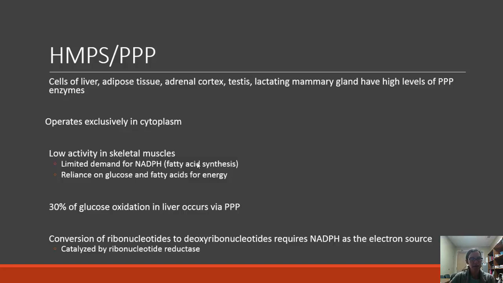Okay, so the pentose phosphate pathway can occur in many different types of tissues, especially in our liver. It operates in the cytoplasm. But in other tissues, such as the skeletal muscles, it actually has really low activity. And that kind of makes sense because in our skeletal muscles, we have less of a demand for things like fatty acid synthesis and therefore less of a demand for NADPH, which will help us produce fatty acids. And instead, in our skeletal muscle cells, we're relying on glucose and fatty acids for energy. We're not trying to synthesize fatty acids necessarily.